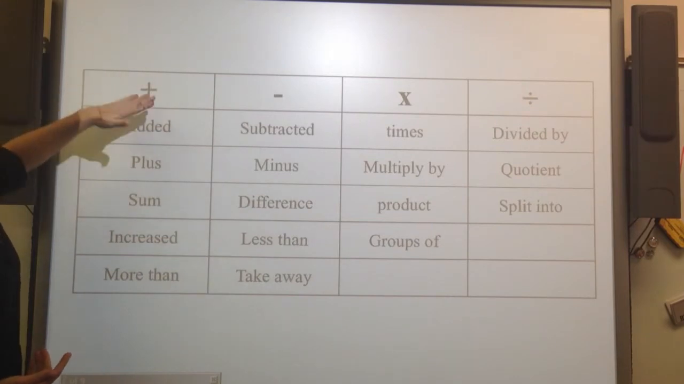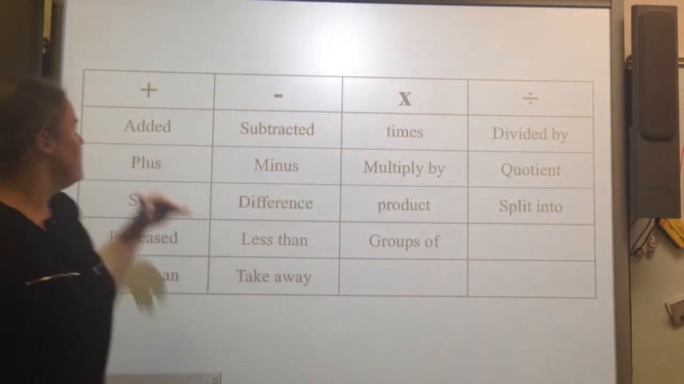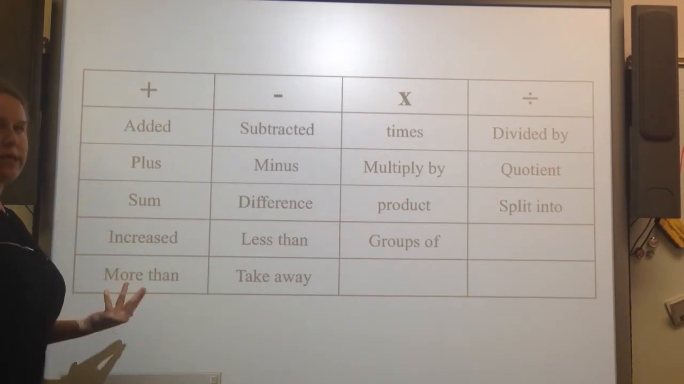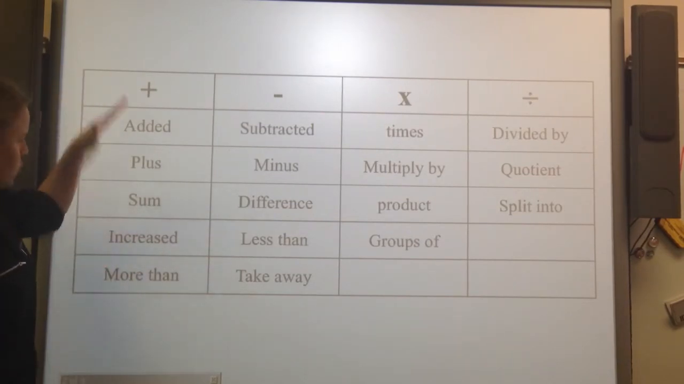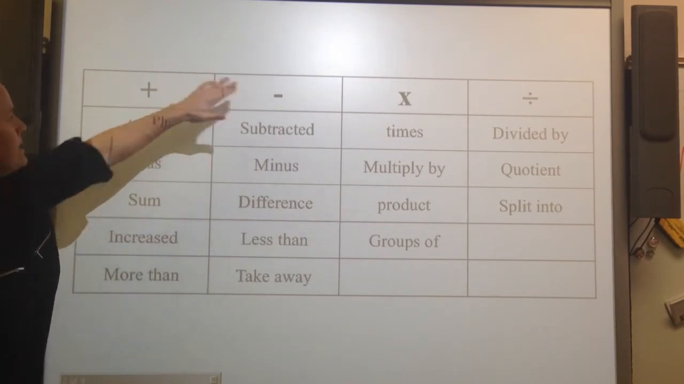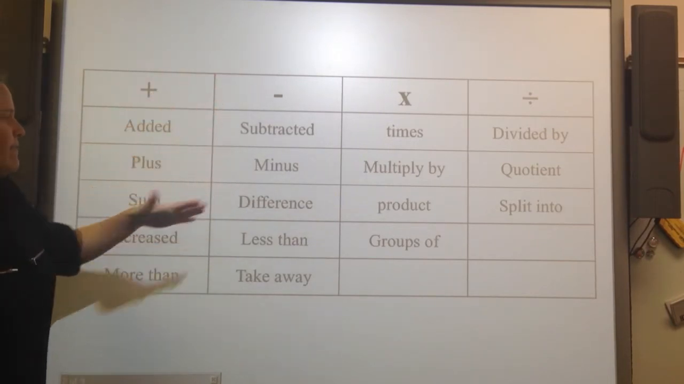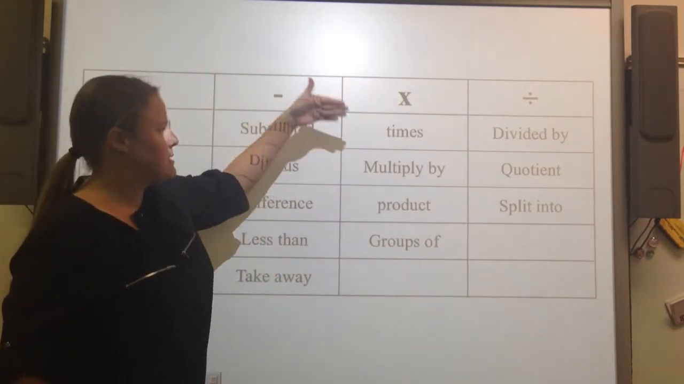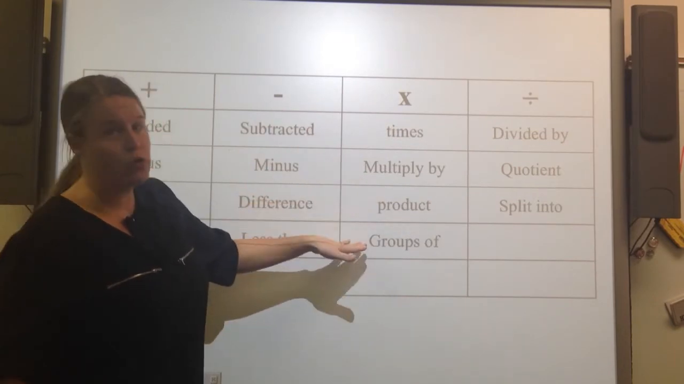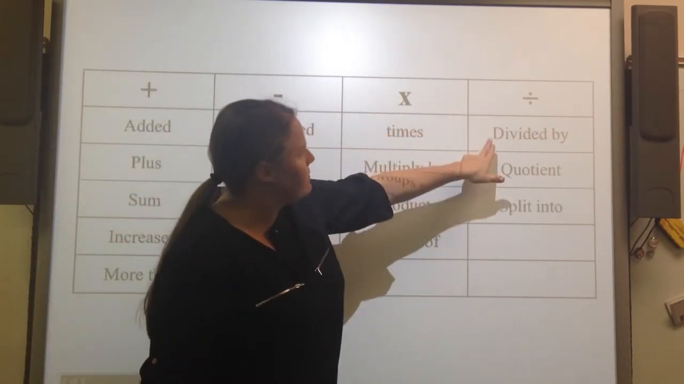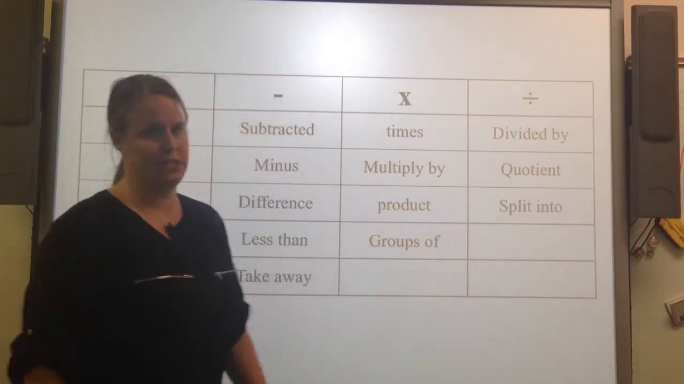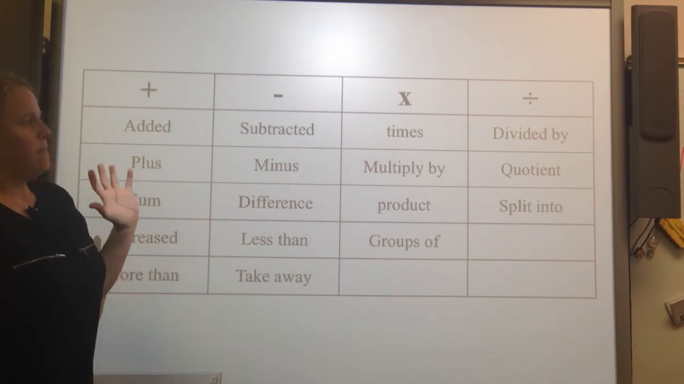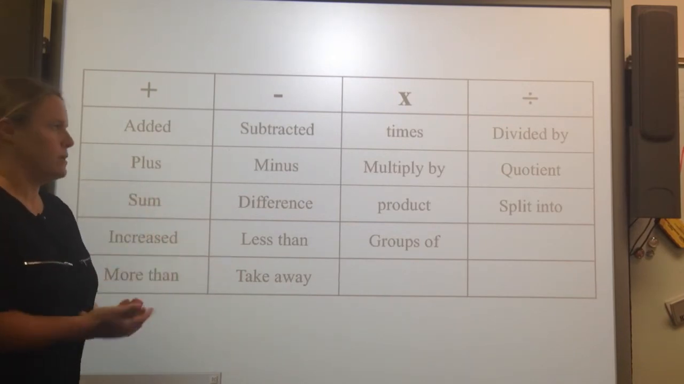So ways we can say addition, subtraction, multiplication, and division. With addition, we can say added, plus, sum, increased, more than, and there's other ways, but these would be the majority, the major ones you need to know. Subtraction, we have subtracted, minus, difference, less than, take away. Multiplication, we have times, multiply by, product, groups of. And division, we have divided by, quotient, and split into. So again, these are the ways you'll be seeing expressions written. And again, there's other ways, but these are the major ones.